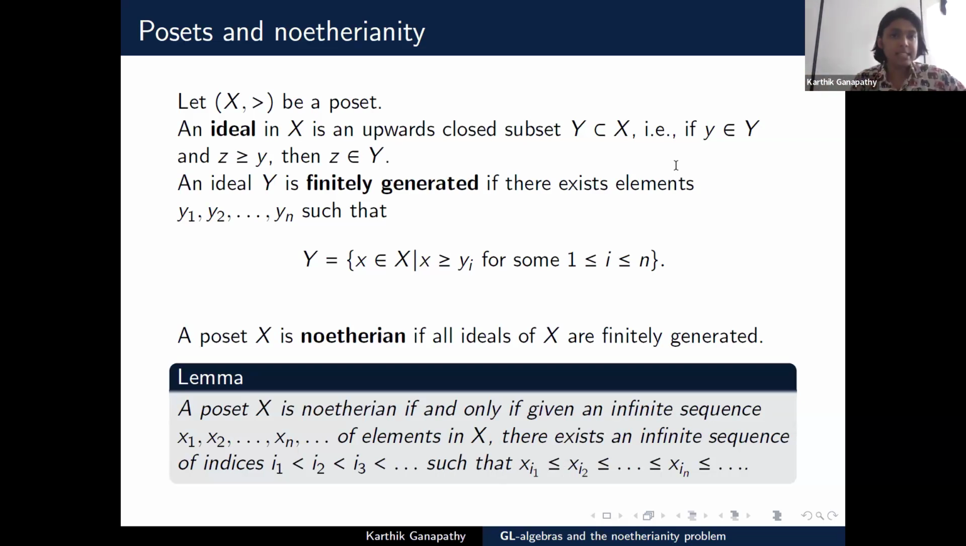And the idea basically is that if you look at the ideals generated by x1, x2, and so on, and you think about your poset as some kind of upwards tree, the fact that it is Noetherian tells you that you will have finitely many branches. And since you have infinitely many indices, there will be at least one branch which has infinitely many indices, and you keep on choosing like that. This is not that hard.